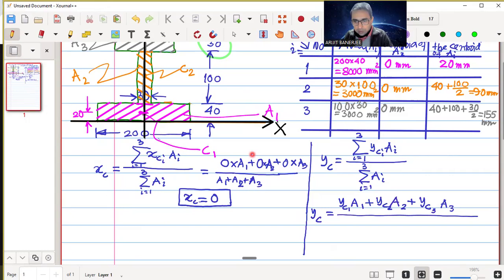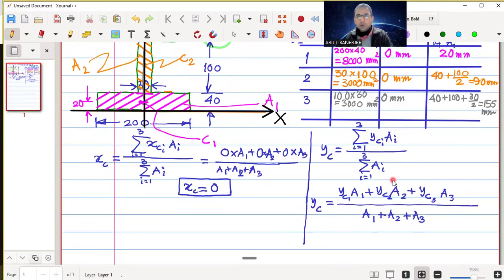So here the denominator is a1 plus a2 plus a3. Okay. Is this part clear? So that should be clear. Next, what we will do, we will just put the values, nothing else. We have to just put the values. So let us put the values.